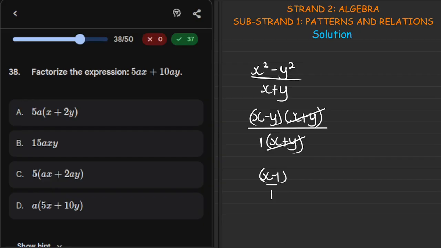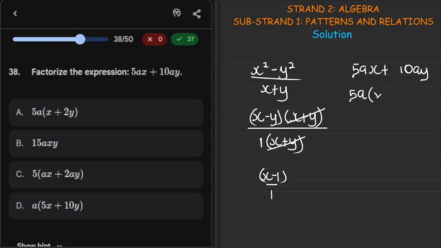Question number 38. It says you have to factorize the expression 5ax plus 10ay. Let's focus on the numbers. So we have 5 and then 10. We bring our 5 out. The order of the variables, they all have a in common. So we have a, then into bracket 5a times what gives us 5ax. That is 5a cancels out 5a to give us what? A. If you are not able to get the x, you can use this analogy.